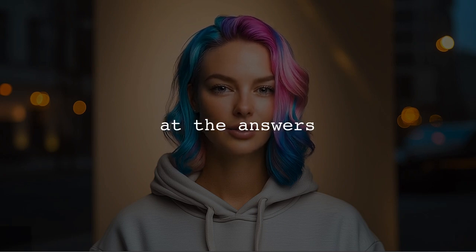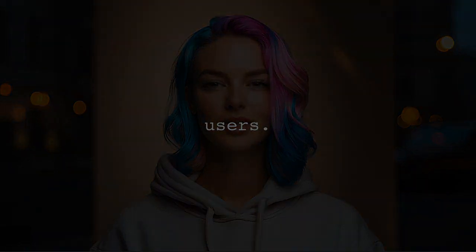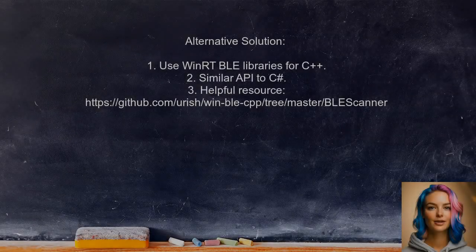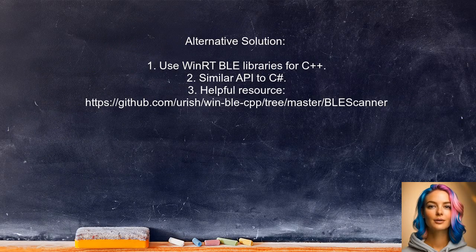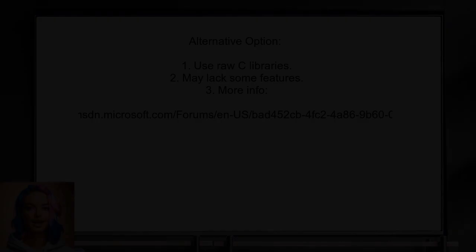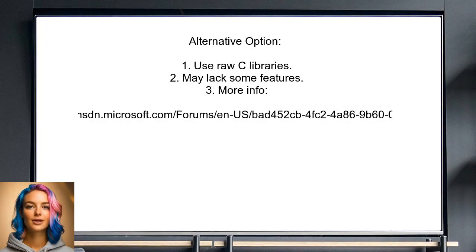Now let's look at the answers provided by other users. An alternative solution suggests using the WinRT BLE libraries for C++. These libraries provide a similar API to C#, making it easier to implement BLE central functionality. You can find a helpful resource at the provided GitHub link. If you prefer using raw C libraries, they are also an option, but keep in mind they may lack some features. For more information, you can check the MSDN forum link provided.